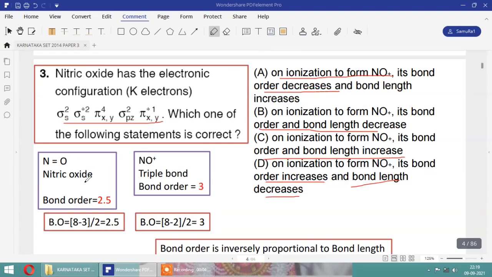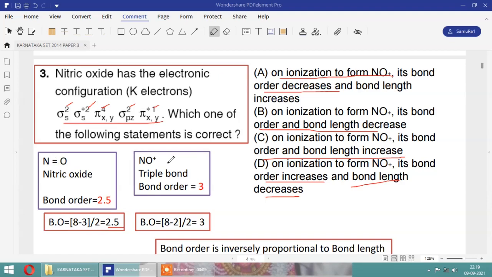Bond order is nothing but the number of bonding electrons minus the number of antibonding electrons. Here the number of bonding electrons is 2, 4, 6, 8. 8 minus 3, 2 plus 1, 3. 8 minus 3 divided by 2 is 2.5. So bond order is 2.5. Nitrogen has a double bond and one dotted bond. So bond order is 2.5.